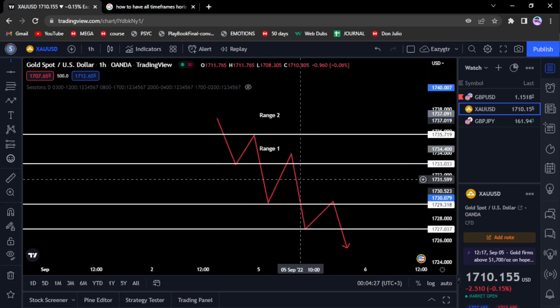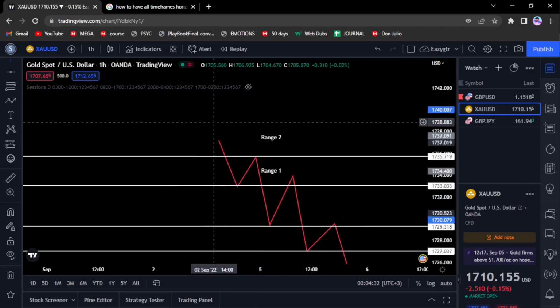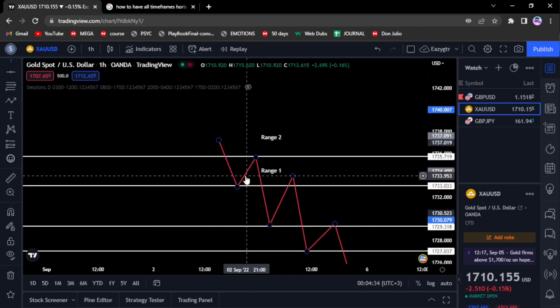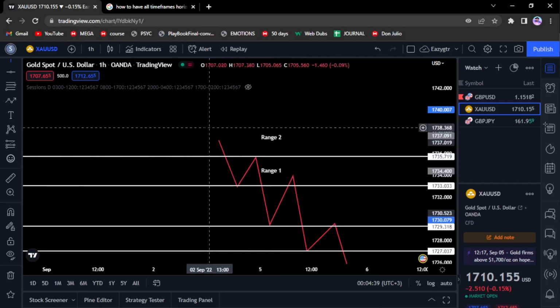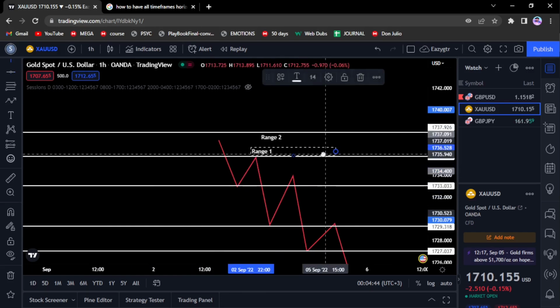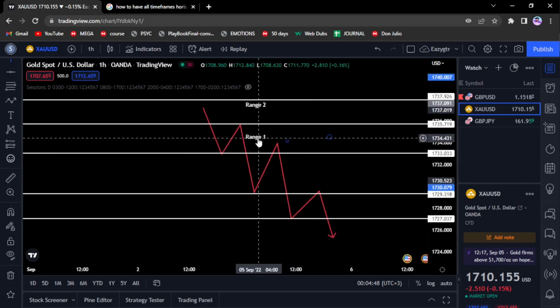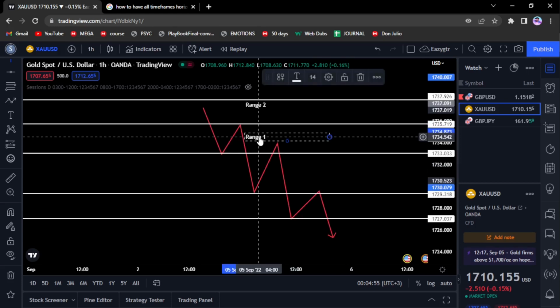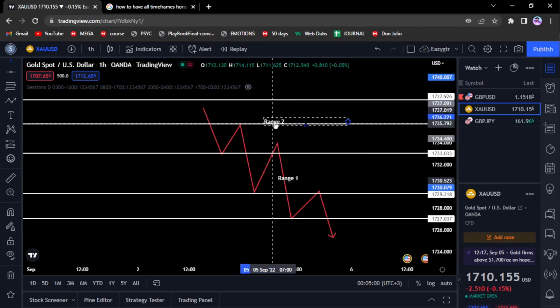Okay, so we have the range 1 and range 2. Price is bearish and you can only take sales, so you take sales going downward. Buys would only happen if you closed above range 2. Okay, let's move on to the next range. So where price is basically range 1, where price is not is range 2 according to the daily bias. So here we have our range 1, here we have our range 2.